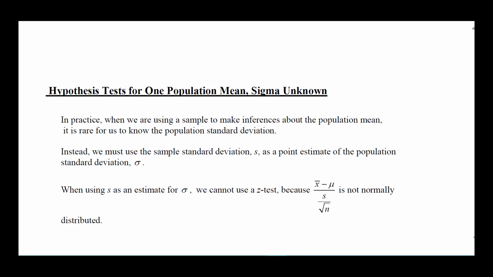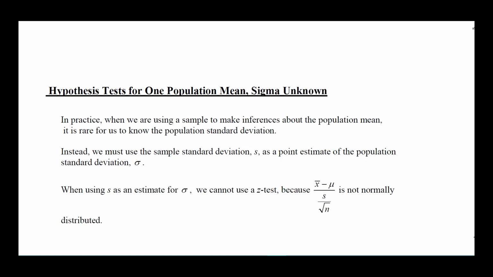So what we have instead, unless we have a really good estimate of the population standard deviation, perhaps from historical records, and we know it doesn't change much or something, usually the best thing we can do instead is to use the sample standard deviation as a point estimate for the population standard deviation.